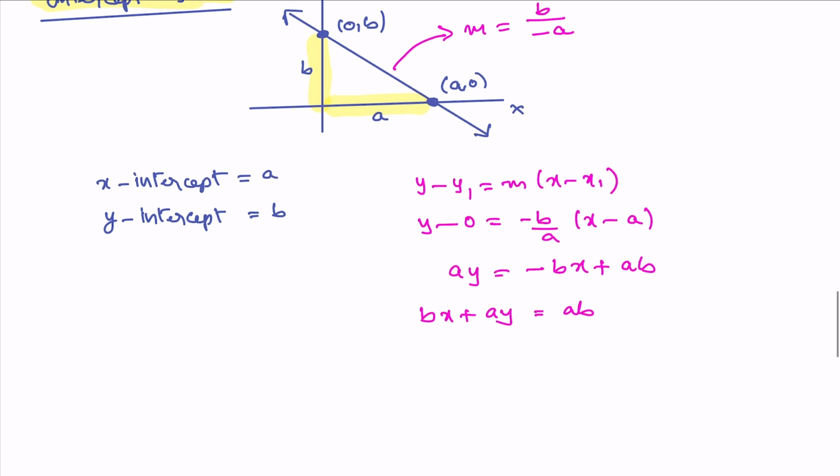Now this is the general form. One x term is there, one y term is there, one constant is there. This is the general form of a line equation. I'll write a simpler form. I'll divide this complete equation by a, the complete equation by ab.